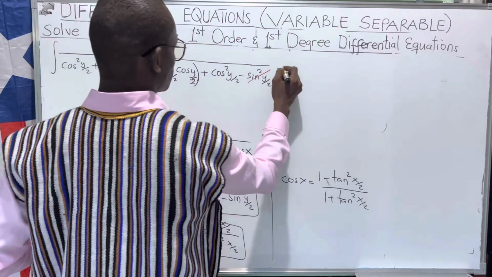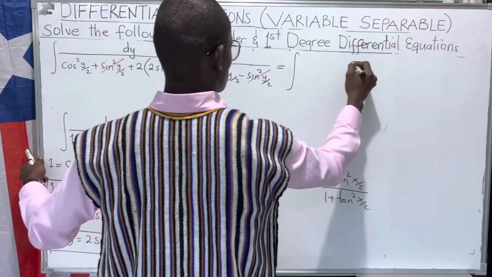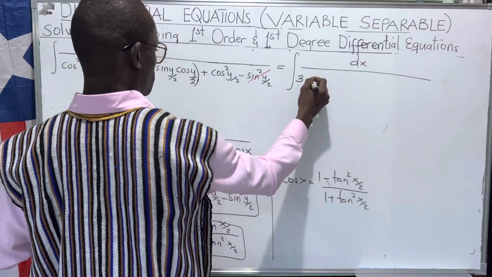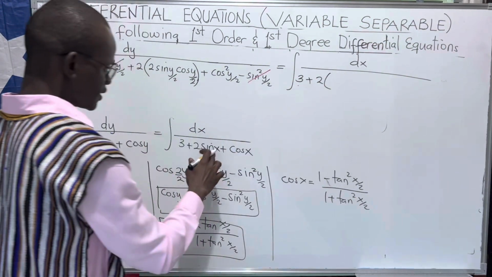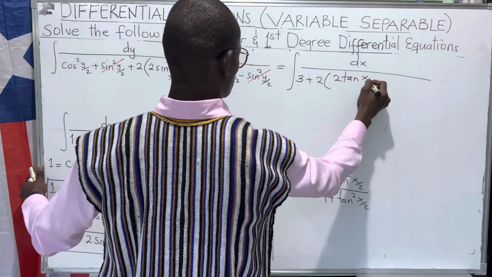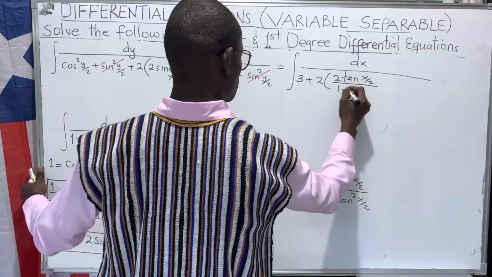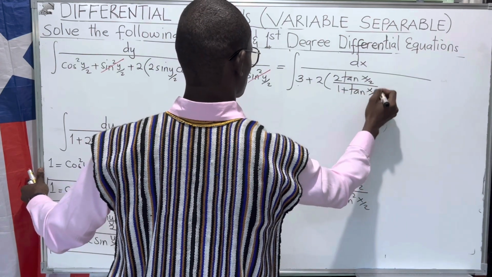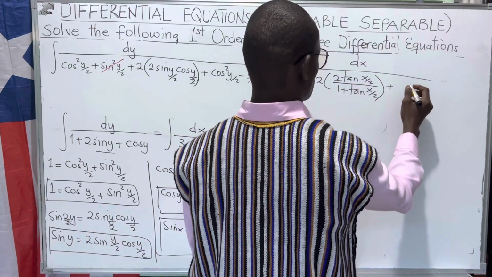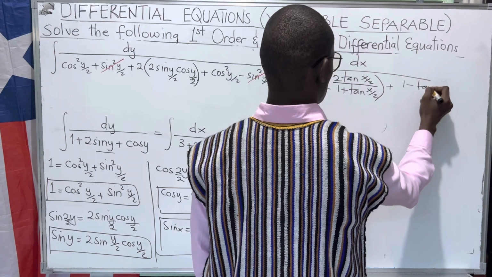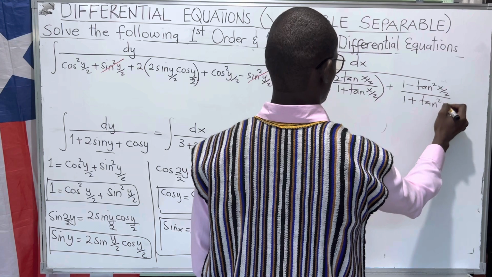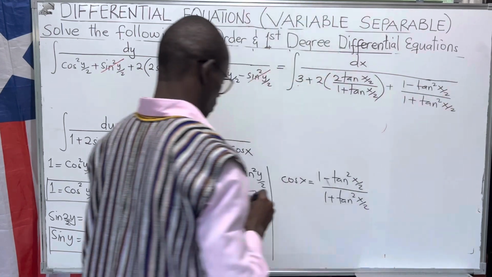So on the right hand side, we have the integral of dx all over, so it's 3 plus 2 times sine of x. Now sine of x is just equal to 2 tangent of x over 2 over 1 plus tangent square x over 2, and then plus cos of x. So cos of x is just 1 minus tangent square x over 2 over 1 plus tangent square x over 2.